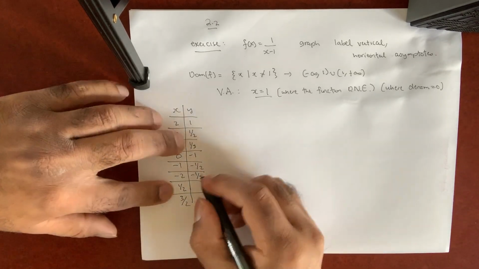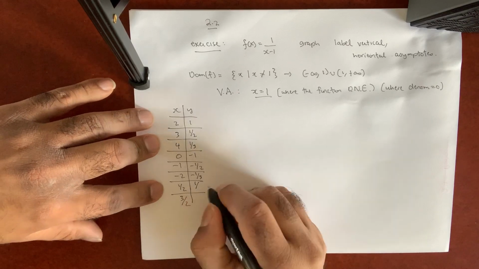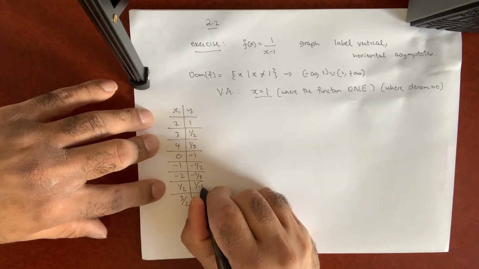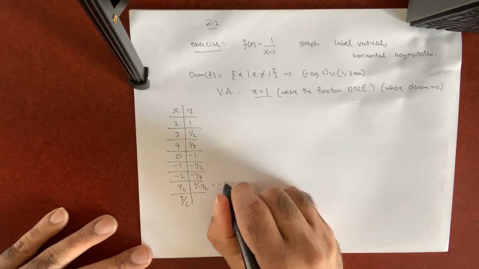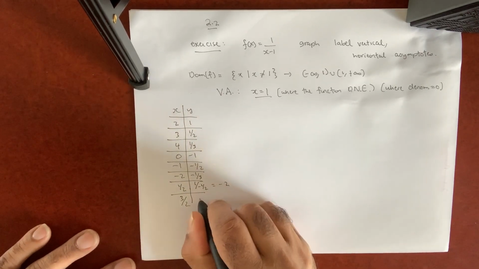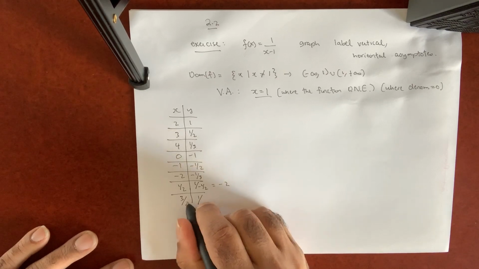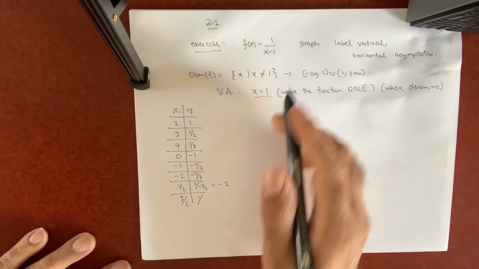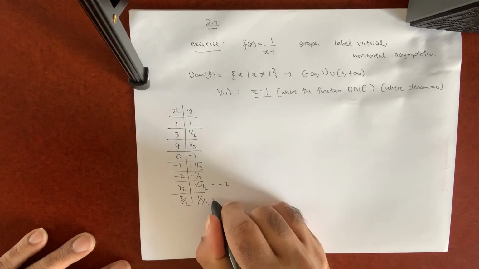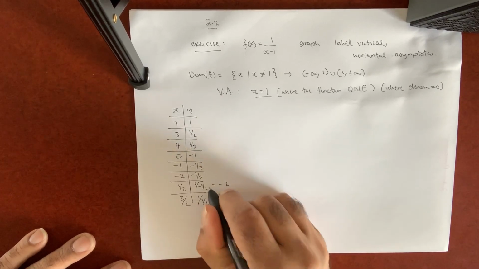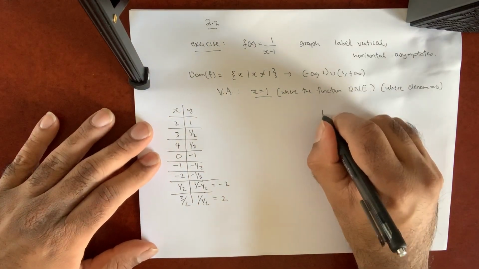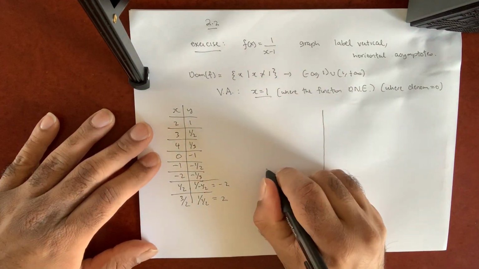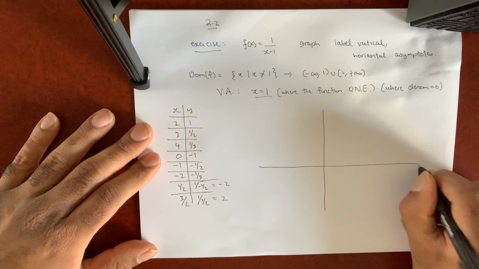If we plug in 1/2, we get 1 over 1/2 minus 1, which is 1 over negative 1/2, which is negative 2. Here we have 1 over 3/2 minus 1. 3/2 minus 1 is 1/2, so we have 1 over 1/2, which is positive 2. Okay, so these are some points. Let's now label these points on the graph.